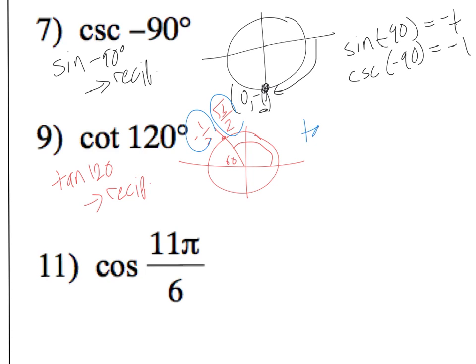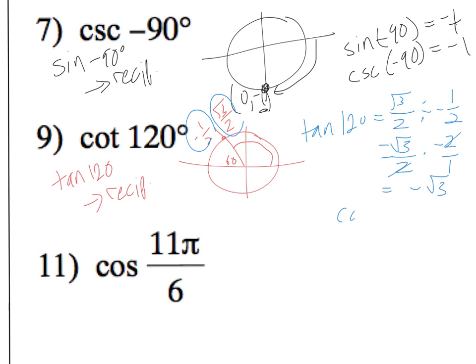So tangent of 120 is root 3 over 2 divided by negative a half, or root 3 over 2 multiplied by negative 2 over 1. My 2's cancel out. I get negative the square root of 3. That means that cotangent of 120 is equal to 1 over negative the square root of 3, the reciprocal of tangent at that value.